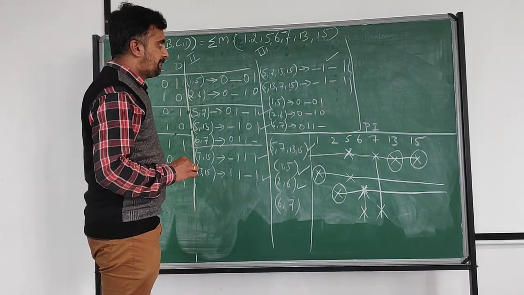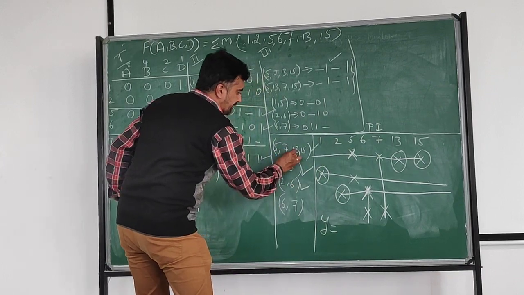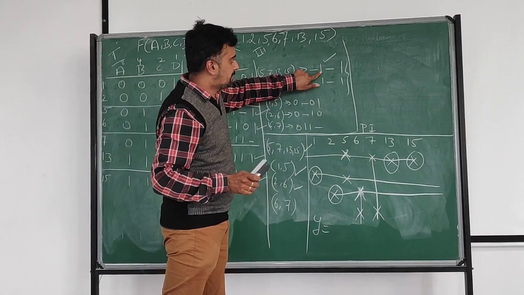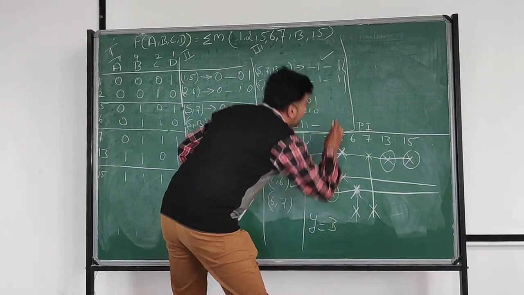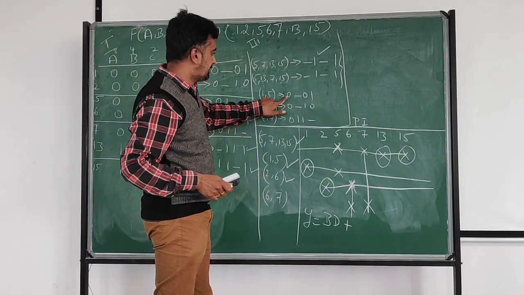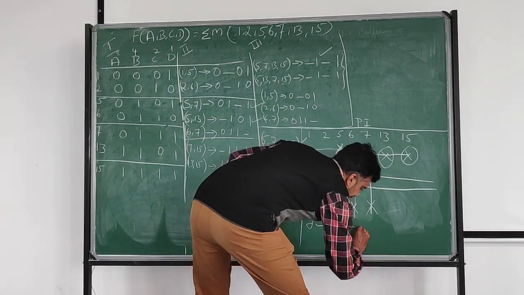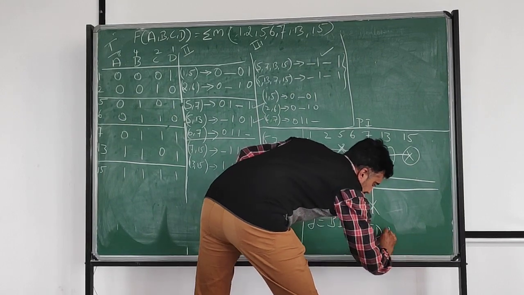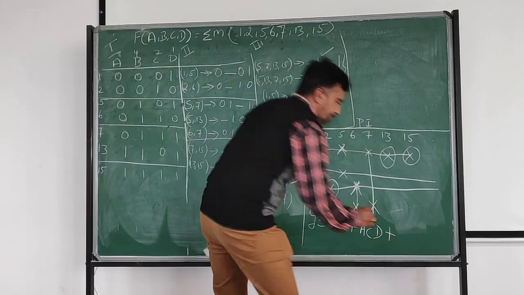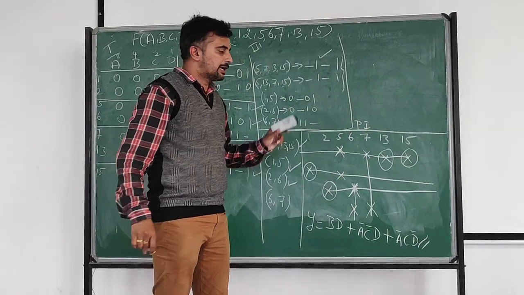So finally, the final expression is Y is equal to, these 3 are prime implicants. 5, 7, 13, 15: A, B, C, D. A is not available, dash. 1 indicates B. Last D. Plus. Next 1, 5. Where is 1, 5? 0 indicates bar. A bar, dash, C bar, D. A bar, C bar, D. Plus. Finally, 2, 6: A bar, C, D bar. A bar, C, D bar. This is the final answer for the Quine-McCluskey method.